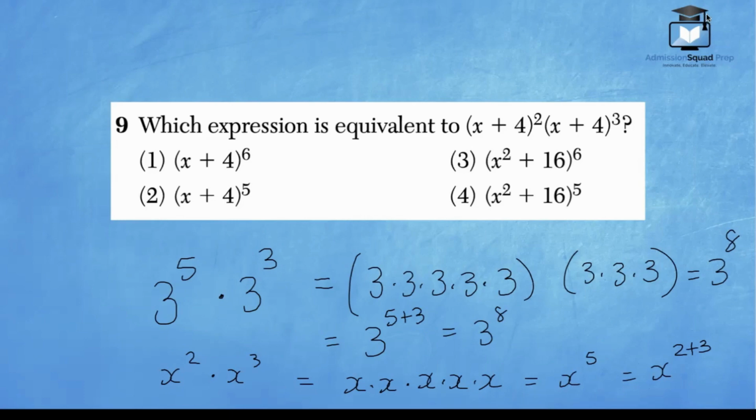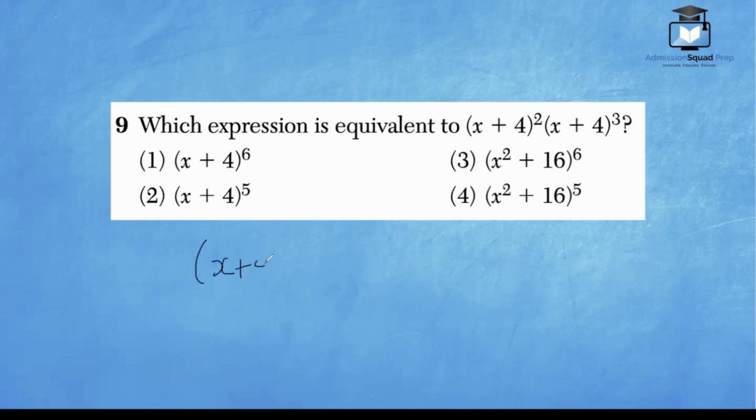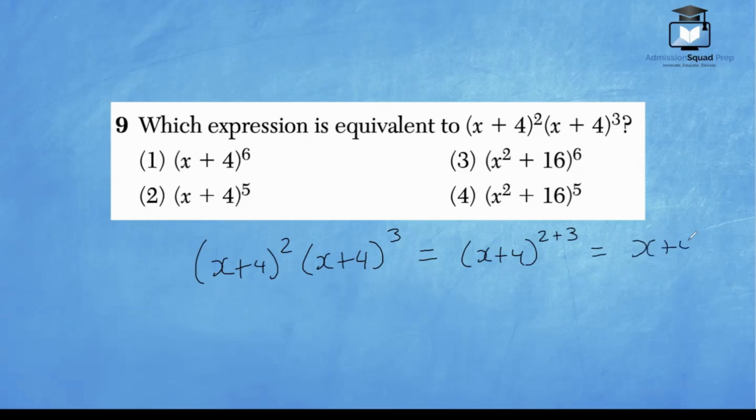Now let's give this problem a try. We have x plus 4 squared times x plus 4 cubed. They share the same exact base. So we have x plus 4 to the 2 plus 3, which is x plus 4 to the 5th power. So our correct answer is choice 2.